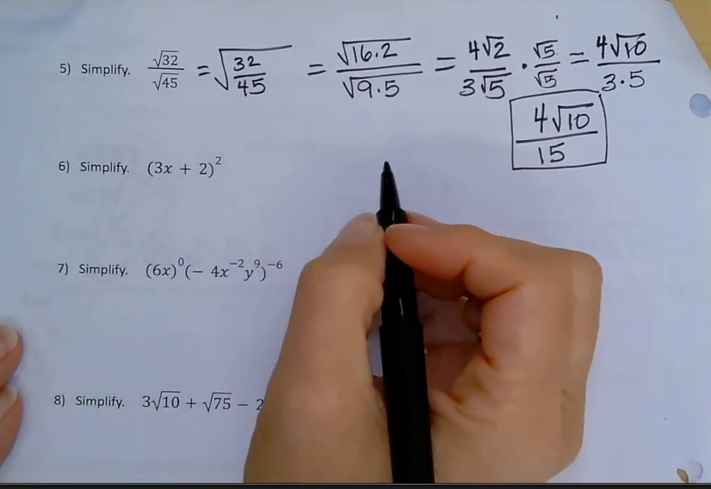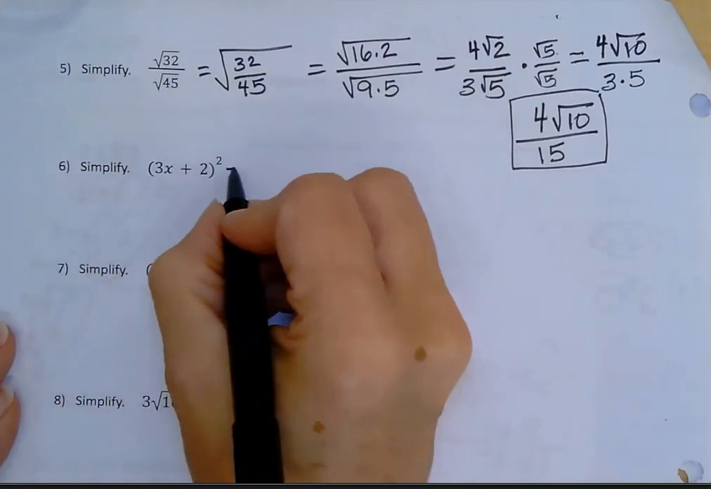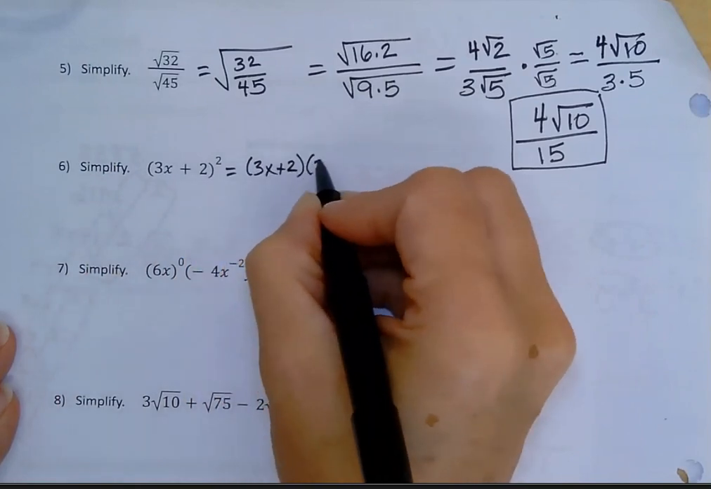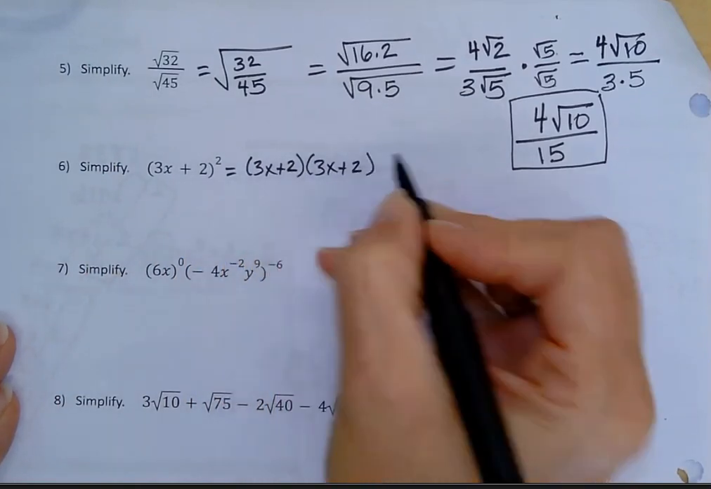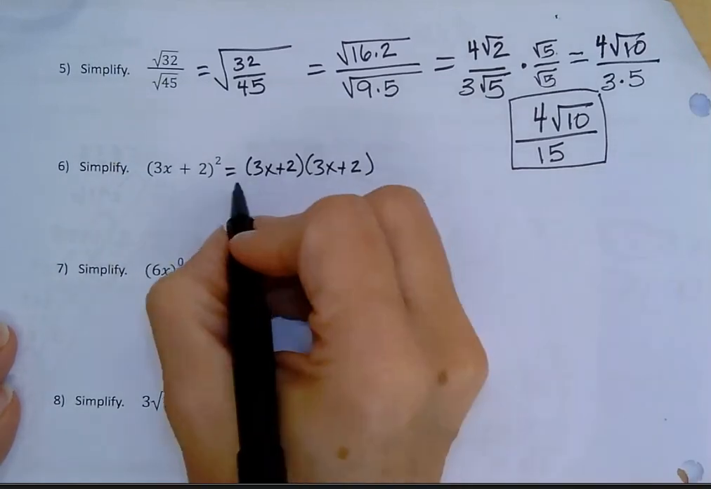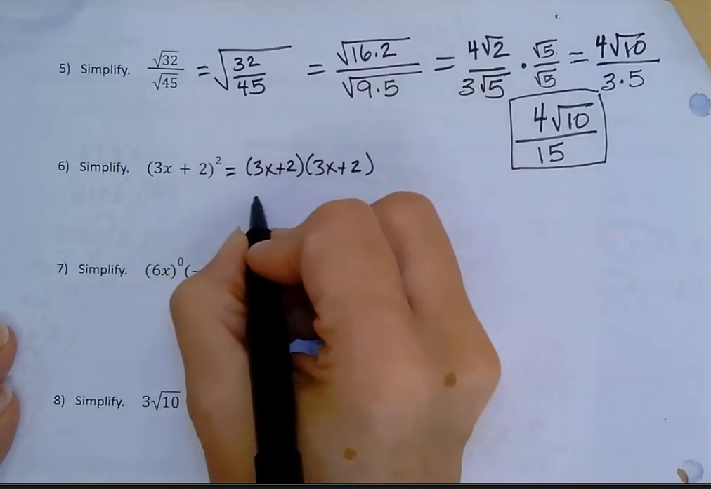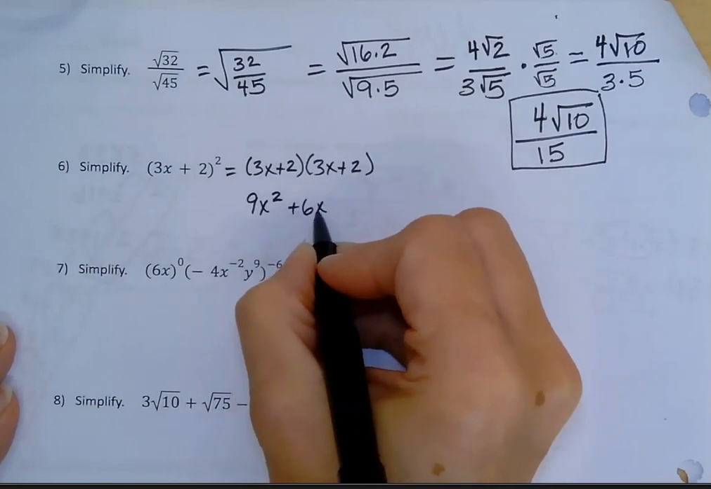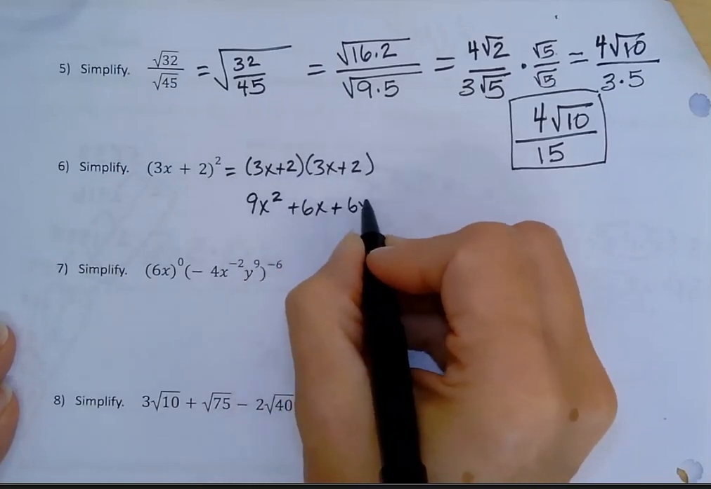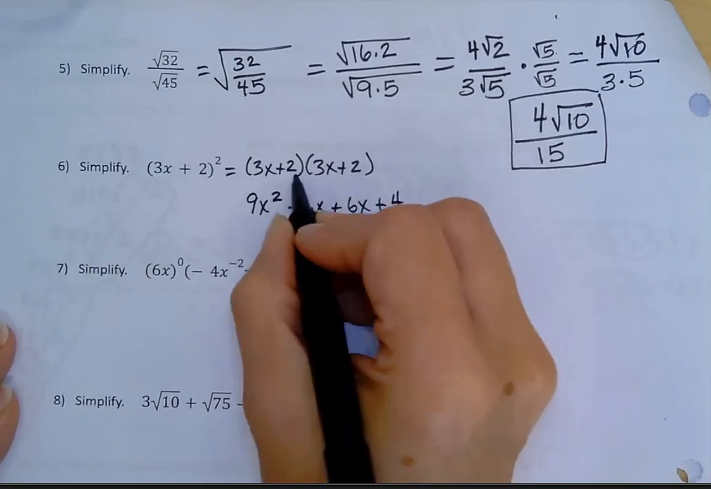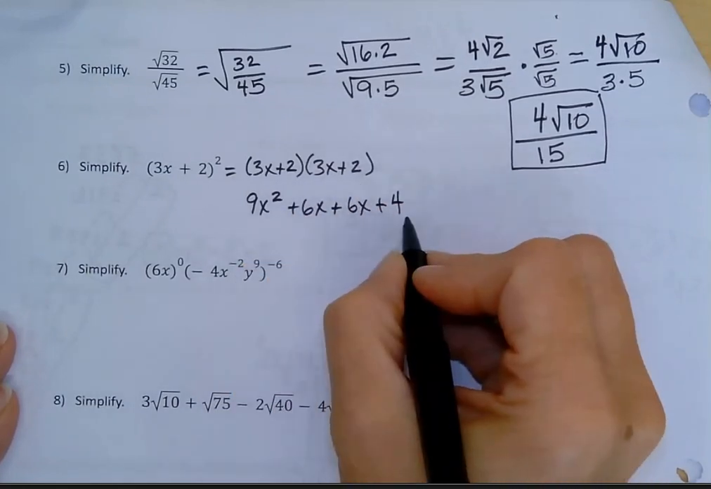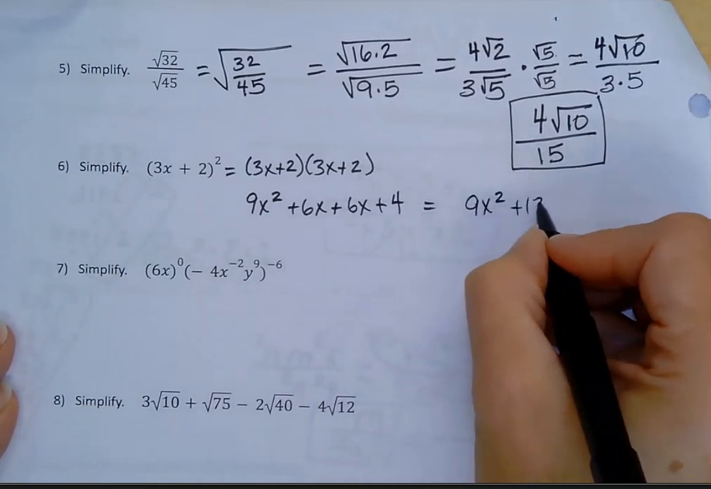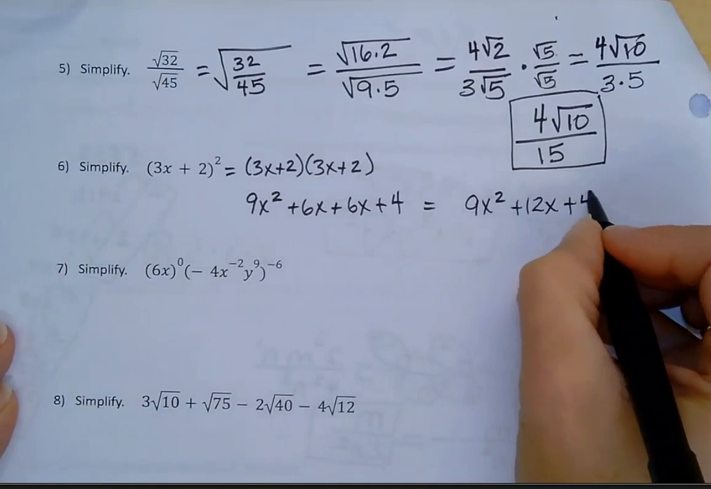Okay, simplify. We're going to keep all of our bunnies and kittens happy and safe, and we're just going to rewrite this so that we don't make a careless error. This means 3x plus 2 times 3x plus 2. Be careful here, okay? Don't rush. FOIL: 3x times 3x is 9x squared, outer is 6x, inner is also 6x, and last is 2 times 2 is 4. Now I need to combine like terms, so I know this is 9x squared plus 12x plus 4.